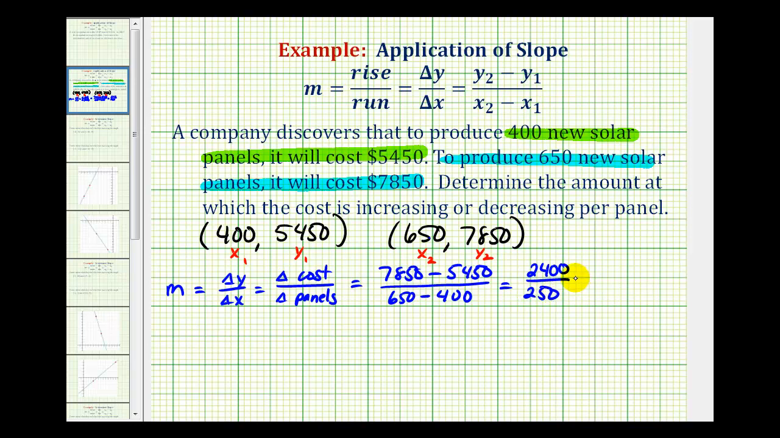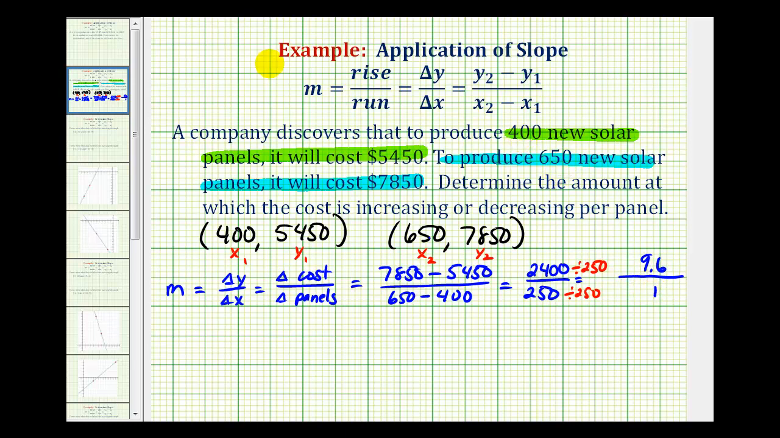But we want this to have a denominator of 1 to represent the change in cost per panel. So if we want this to be a 1, notice how we'll have to divide both the top and the bottom by 250. 2,400 divided by 250 is 9.6. And since this amount is in dollars, and this is the number of panels, we have an increase of $9.60 per one panel when the production increases from 400 to 650 panels.